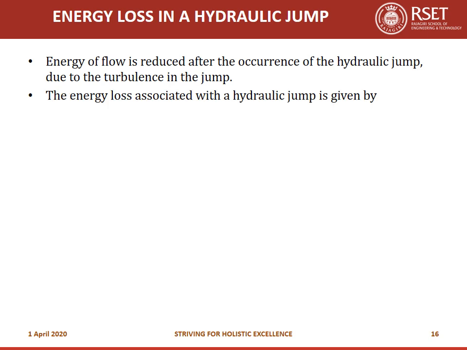So the energy loss associated with a hydraulic jump is given by delta E is equal to E1, which is the energy upstream, minus E2, which is the energy downstream. We know that E1 is greater than E2 because E1 is before the turbulence occurs and E2 is after the turbulence has occurred. E1 is the specific energy upstream of the jump and E2 is the specific energy downstream of the jump. So E1 minus E2 is the energy loss associated with a hydraulic jump.